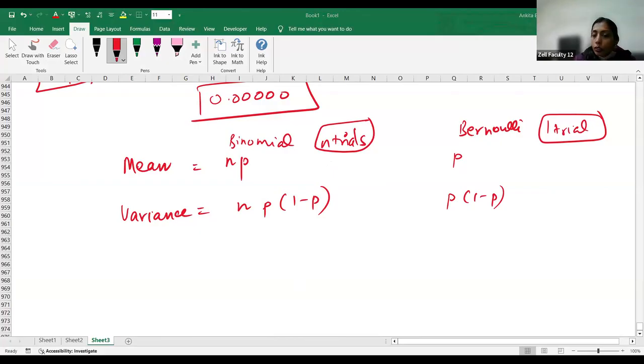So this is about expected value. This mean value is also known as expected value.